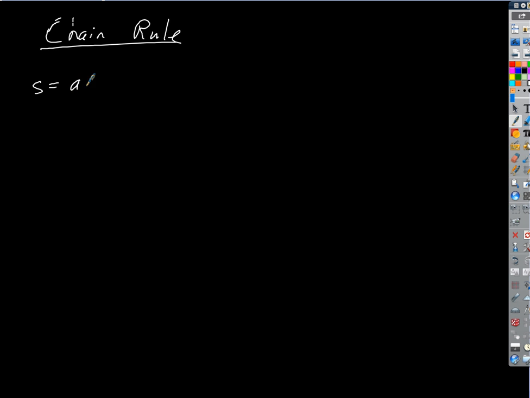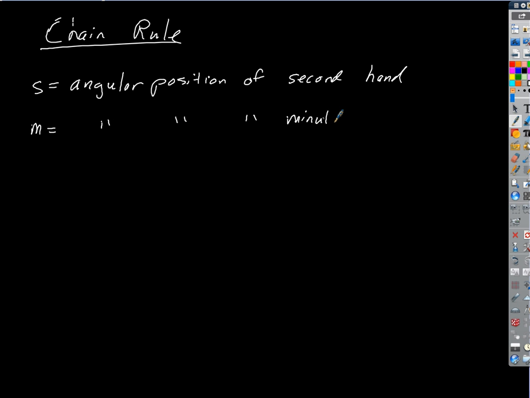So if we let S equal the angular position of the second hand, and M is the angular position of the minute hand, and H equals the angular position of the hour hand. I want you to tell me a couple things. I want you to tell me what is ds dm.